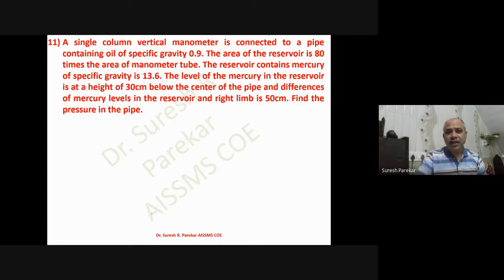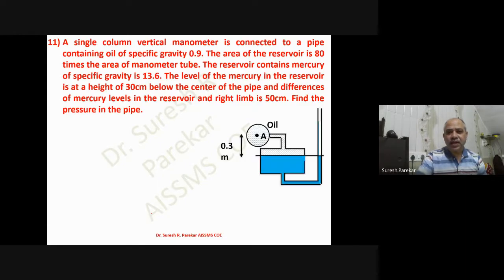Then we have the single column manometer. You can see this. We have been given this value, 0.3 meter below the center. So this is my position at the start. Now when we connect it to the pipe, it is given that we are going to get this value, that is 0.5. So this value is given, the difference in the left and right limb.